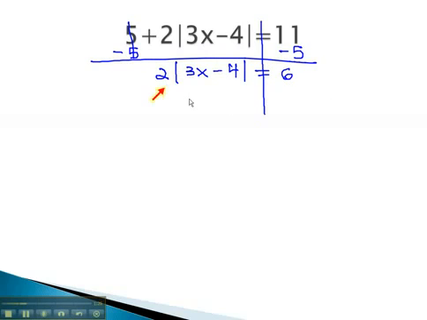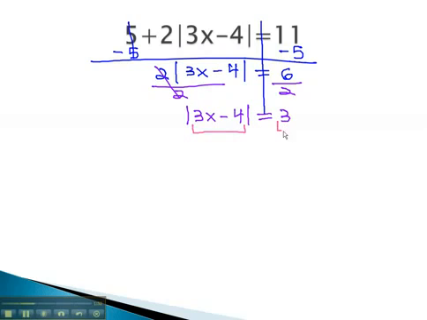Next, we must get rid of the 2. We cannot distribute through an absolute value because this may give us some false solutions. Thus, the only way to get rid of times 2 is to divide both sides by 2. We now have the absolute value of 3x minus 4 equals 3. Now that the absolute value is alone, we are finally ready to consider both positive and negative 3 for our work.